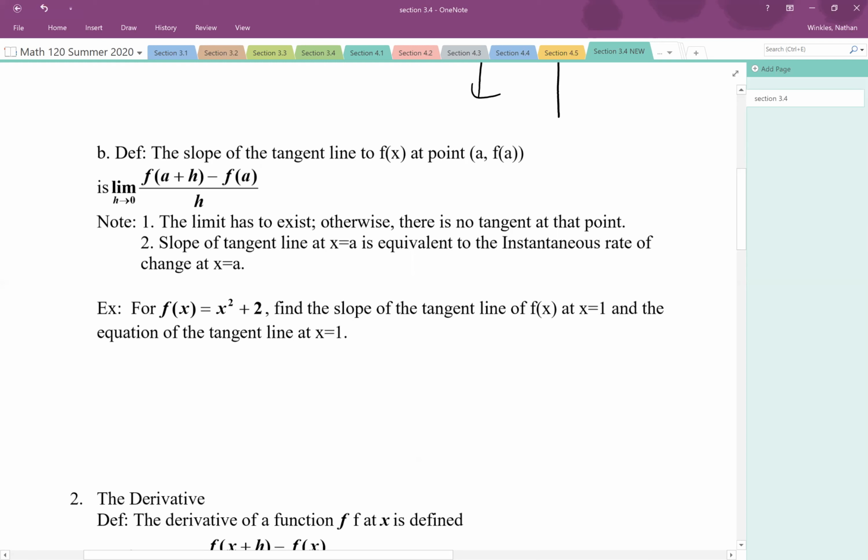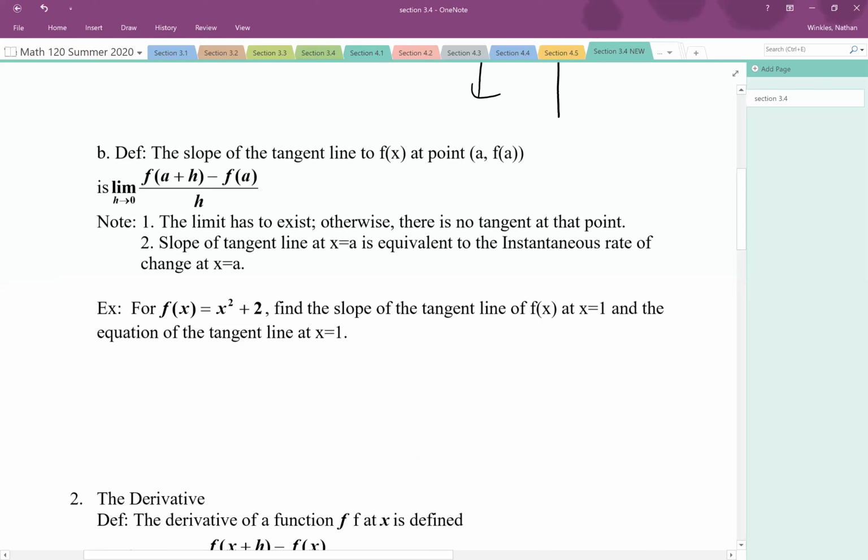Some notes about this definition here. The limit has to exist. So everything we've been talking about with limits must hold. Otherwise, there is no tangent at that point. If your limit doesn't exist, you can't have a tangent line there. Number two, the slope of our tangent line at x equals a is equivalent to the instantaneous rate of change at x equals a. So that same process we've just been doing with instantaneous rates, we're going to use the exact same process. We may change these a's to x's in just a minute, but it's the exact same thing.